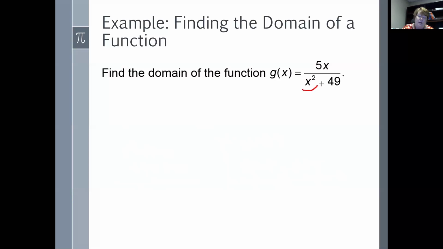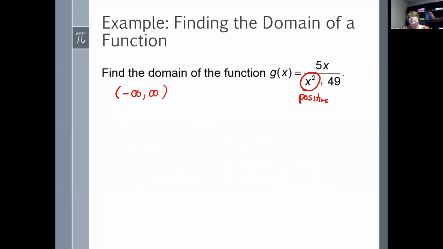So this right here will always be a positive number, always. There is no real number you can square and get a negative. Well, what happens when I take a positive number and I add 49 to it? It's still positive. So there is no restriction on the domain of this function. I can input any real number that I want. So the domain is the set of all real numbers, which we denote as negative infinity to positive infinity.